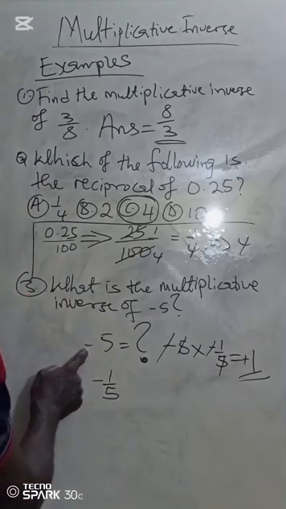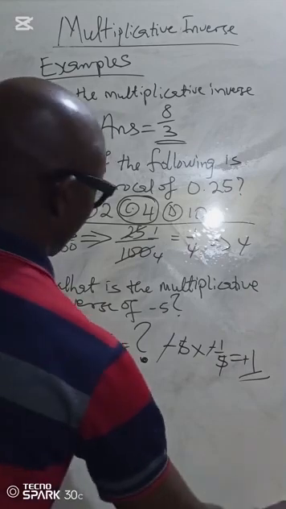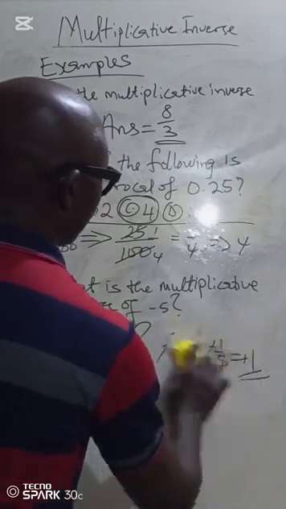The multiplicative inverse of minus 5 is minus 1 divided by 5.